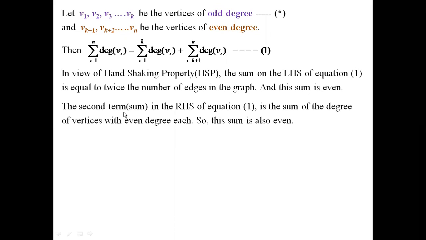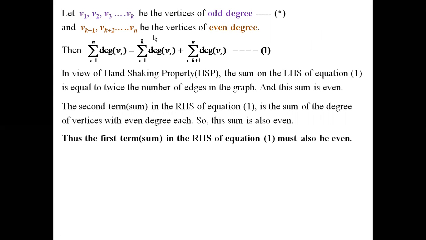The second term, the sum in the RHS of equation 1, is nothing but the sum of the degrees of vertices with even degree each. So the degree of every vertex in the second summation is even, and hence when you add up all the even numbers together, the sum is again even.